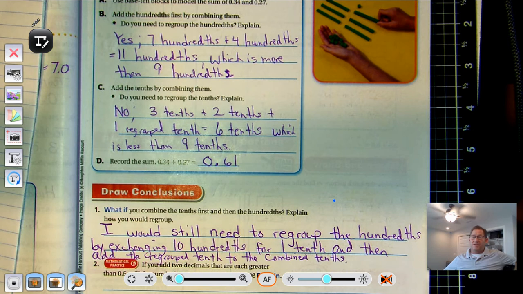Okay, so nothing changes. You'd still need to regroup the hundredths by exchanging 10 hundredths for 1/10, and then add the regrouped tenth to the combined tenths.